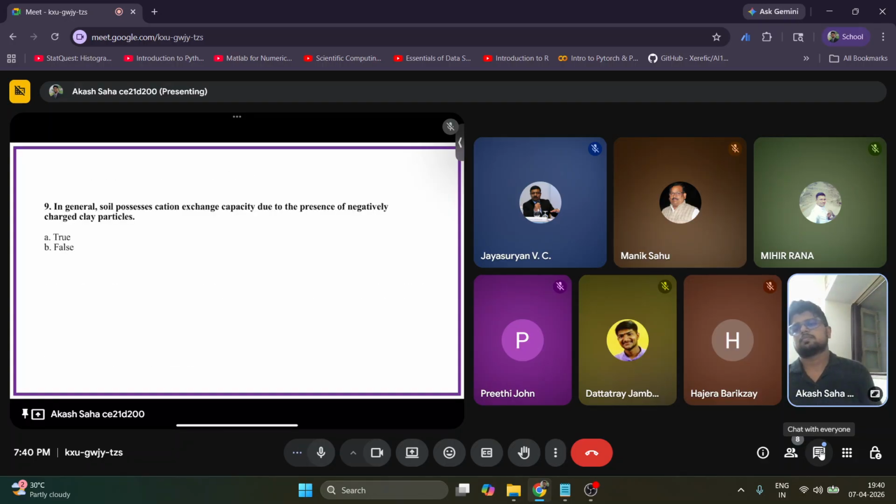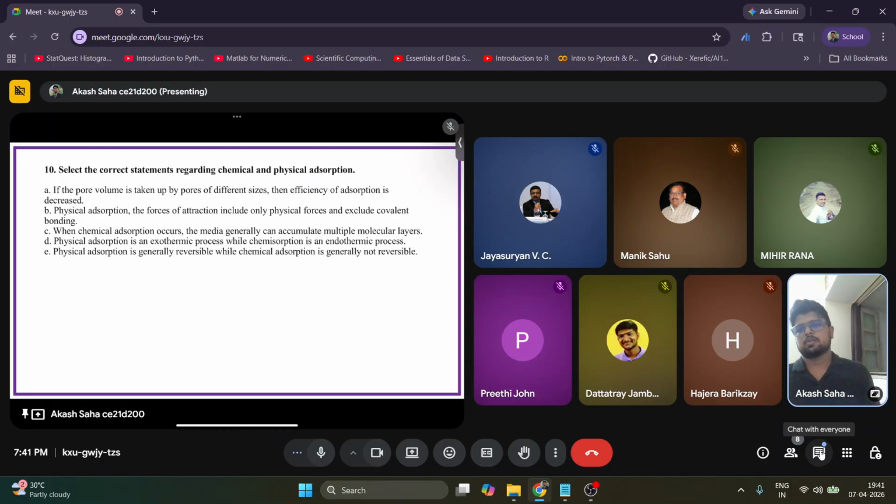Next. In general, soil possesses cation exchange capacity due to the presence of negatively charged clay particles. True or false? So this is very direct. There is not much concept behind it. Obviously, because of the presence of negatively charged clay particles, the cations or the positive charges will be attracted. So it is true. Again, in this exercise most of the problems are like find the correct statement, so it's all mostly theoretical.